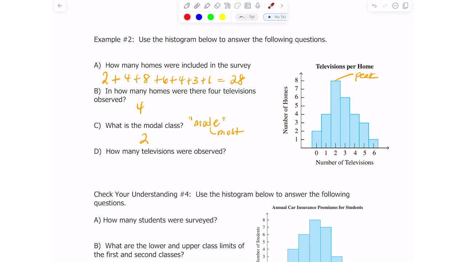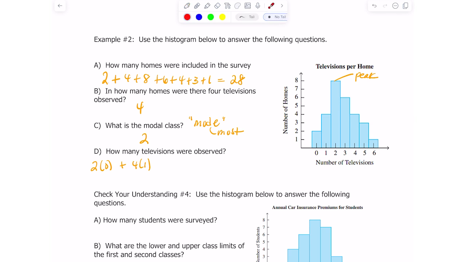Now, how many televisions were observed? Okay, so here I have to do just some calculations. So right here we've got 2 homes had no TVs, right? So 2 homes times 0 TVs. Here I've got 4 homes had 1 TV. And what I'm going to end up doing is I'm going to add all these together, okay?